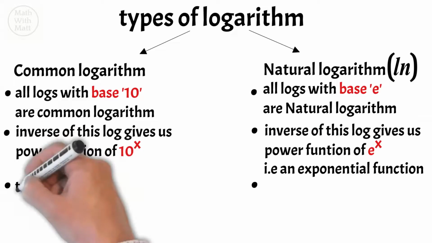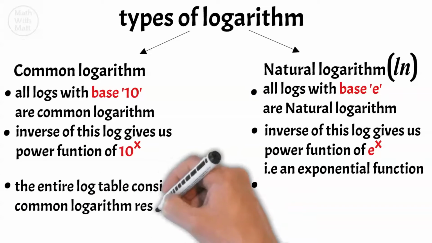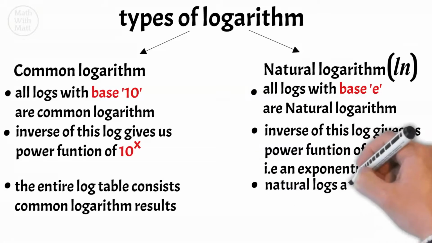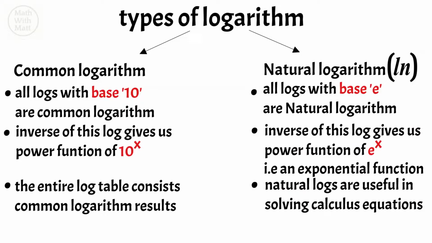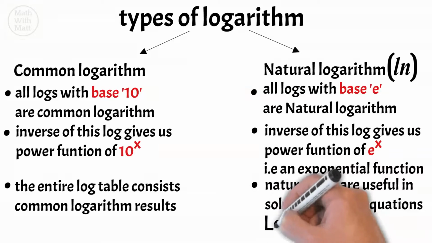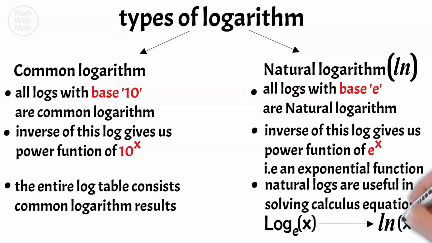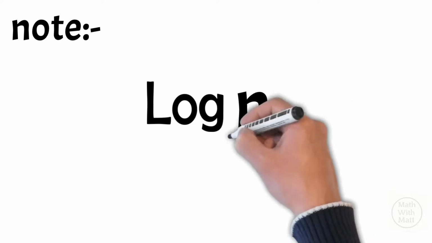All the results in log tables we see are common logarithm results. Meaning the values in log tables which we see are common logarithm results. As for natural logs, they are majorly used in solving calculus problems like differentiation and integration, and sometimes natural log is written as ln. Note that whenever a log is mentioned, and the base is not, then we assume the base to be always e. In other words, when a base is not mentioned in a log, then that log is always considered as a natural log.